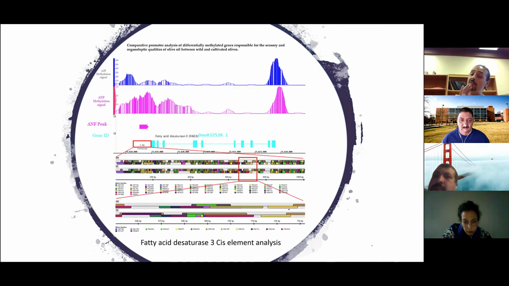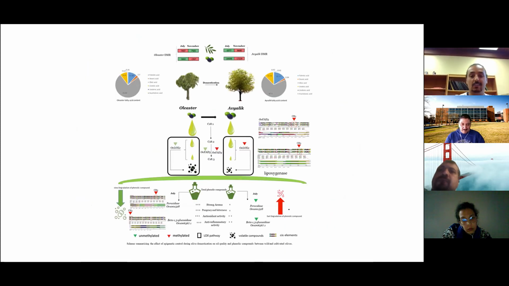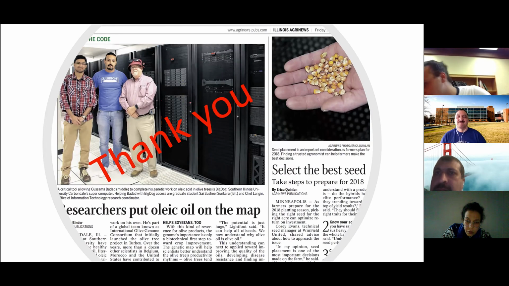For the last one, we found some differences when we compared the wild to the cultivated, which is the fatty acid desaturase. Here, the pressure of selection affected the promoters of the wild and cultivated FAT3. That's why we have a different concentration of oleic acid and linoleic acid between wild and cultivated. This is just to summarize the whole thing. If you look at this, you will understand the entire analysis that we did. And I think that's it. Thank you so much.